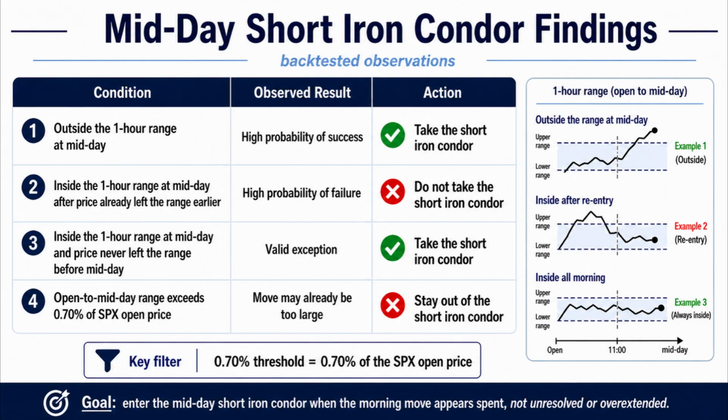The other filter I use is the range from the open to 11:45 Central Standard Time. If that range is greater than 0.70% of the SPX opening price, I avoid the short iron condor. That tells me there may be too much volatility for this setup. So here's the full setup.